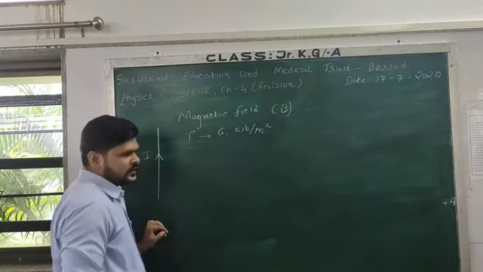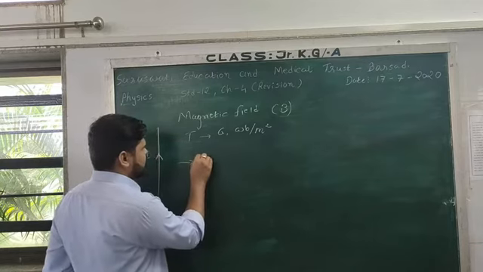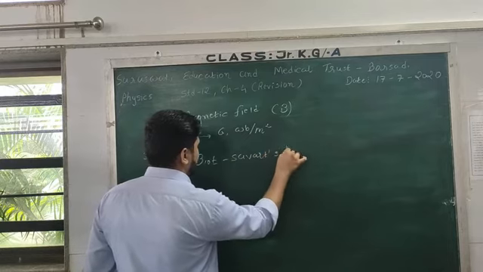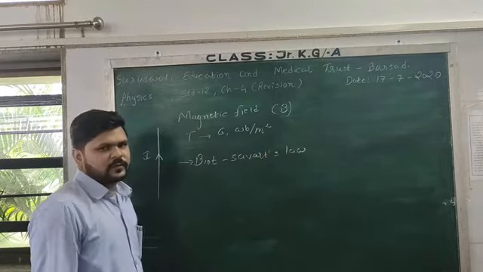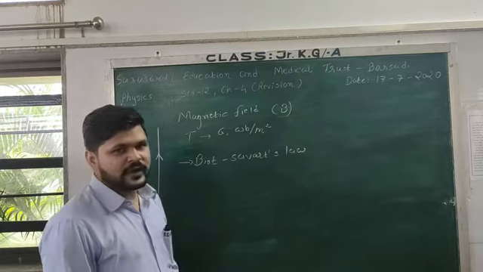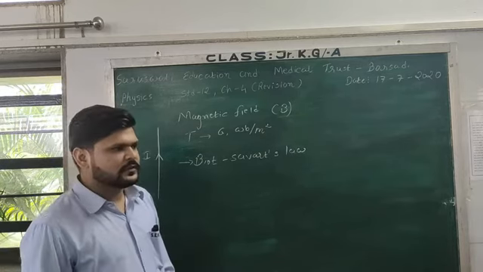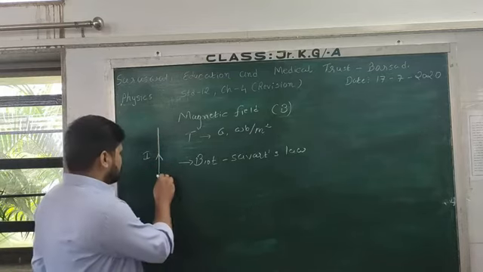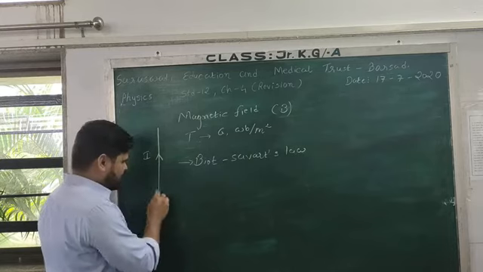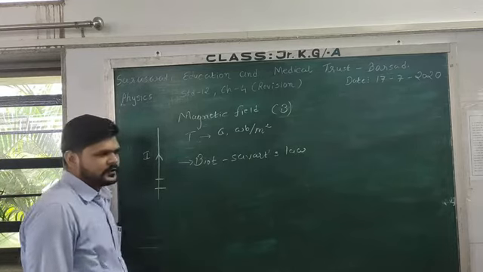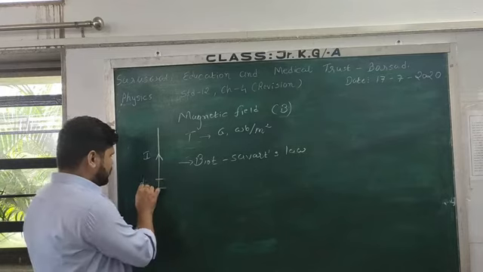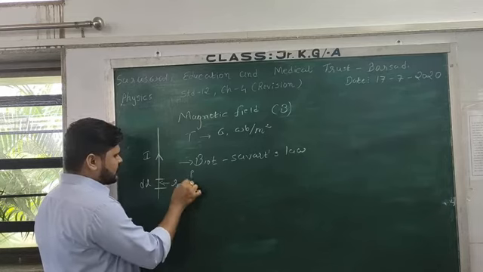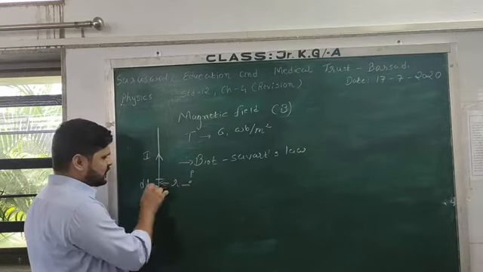Now the first thing in this chapter was the Biot-Savart law, which is used to find out the magnetic field around a current carrying wire. Suppose this is a wire from which current I is flowing, and we take one small element of current dl, and we want to find out the magnetic field at point P, which is at distance r from this wire.